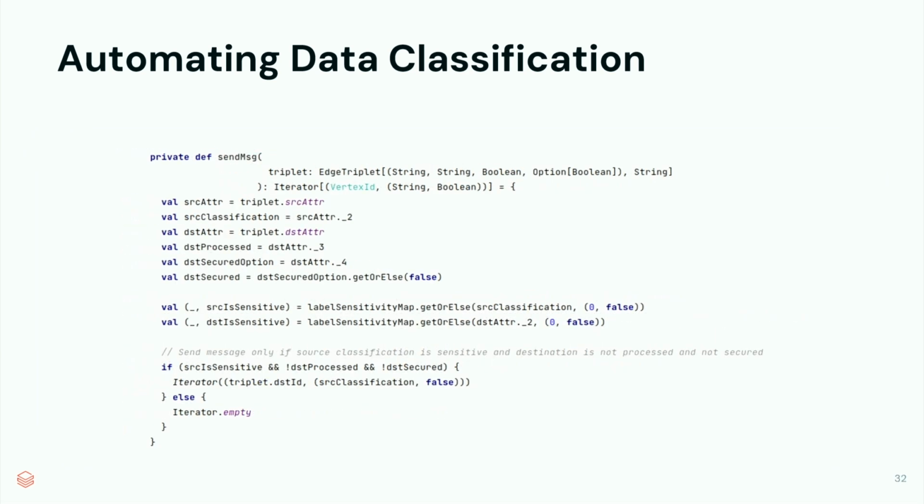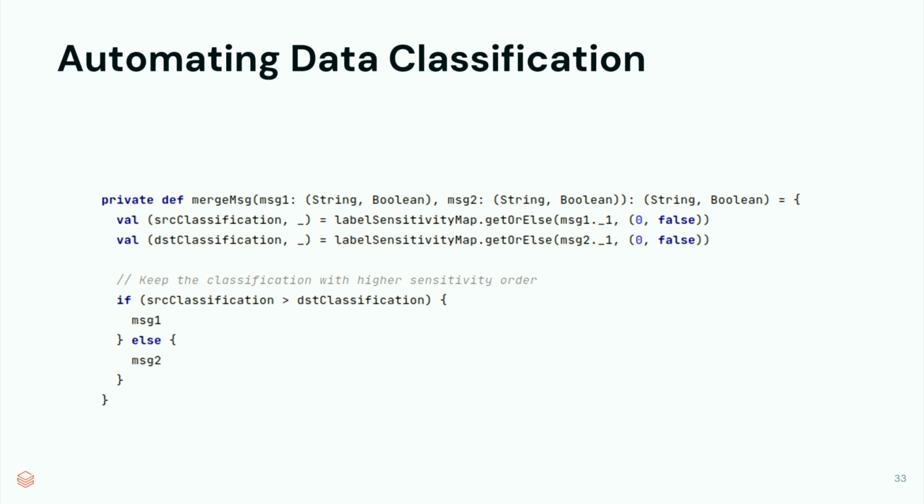Also here is the send message function. The if is important here too, because when we need to not send the messages to next nodes, we can use the empty iterator to stop the propagation. And here at the merge message, if the source message from the parent node is more relevant than the target node, we keep the most relevant message, and if not, we don't.